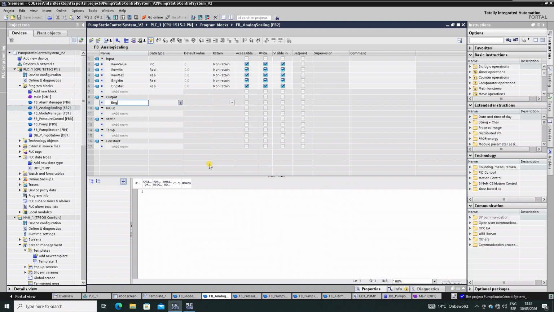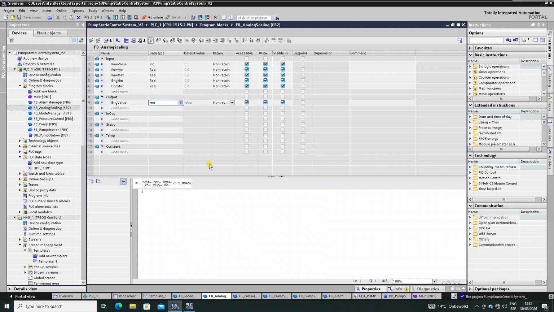The first output is eng value. This is the final scaled value that we will use in the rest of the project. For example, after scaling, the pressure transmitter can give us a value like 4.8 bar.